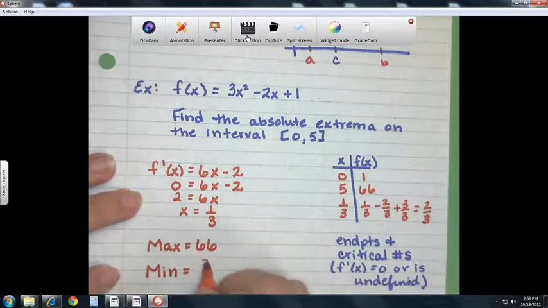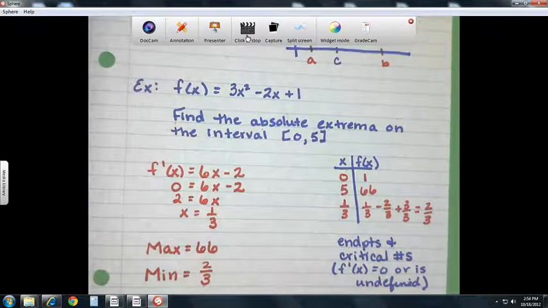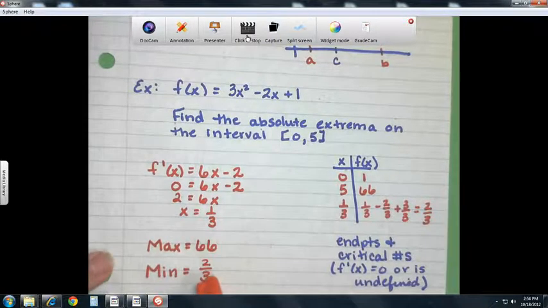Now, you have to be very careful about the wording. Sometimes they will ask for the max and min. And if they ask for the max and min, it's just your y values. But if they ask where it occurs, that's the x value. Okay? So you have to make sure that you're answering the question. So how do we feel about the candidate's test?